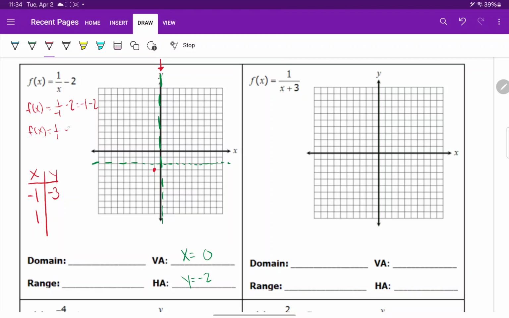So 1 divided by 1 minus 2. 1 divided by 1 is 1. 1 minus 2 is -1. So now I'm going to plot that point, (1, -1).